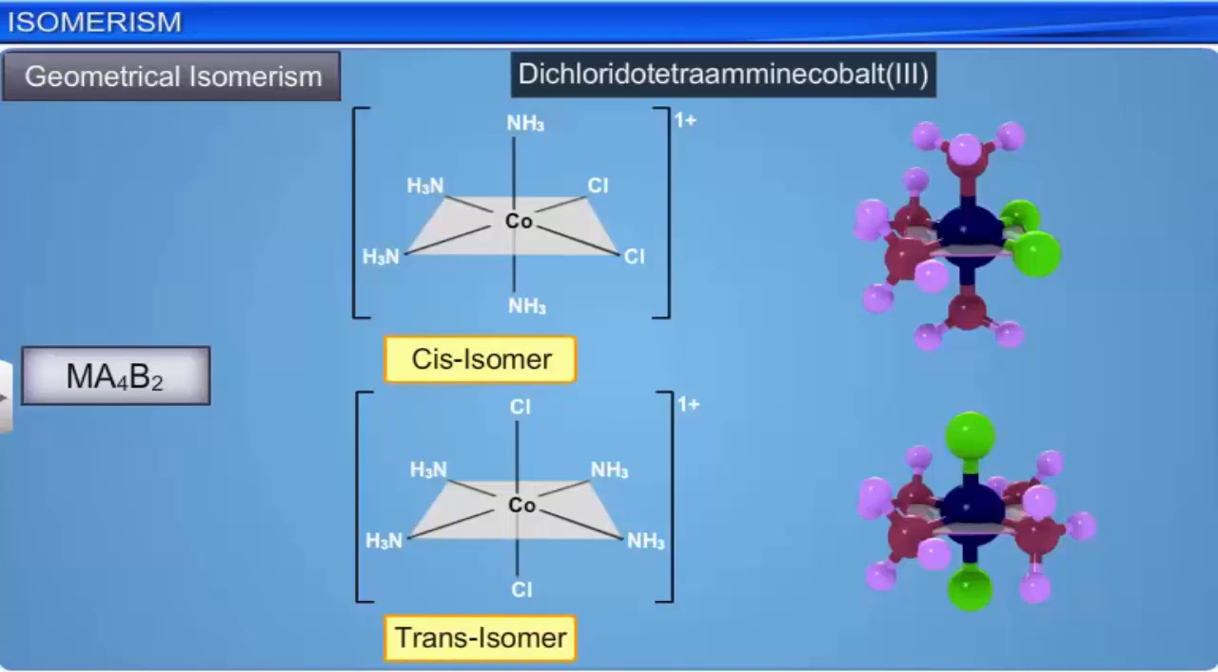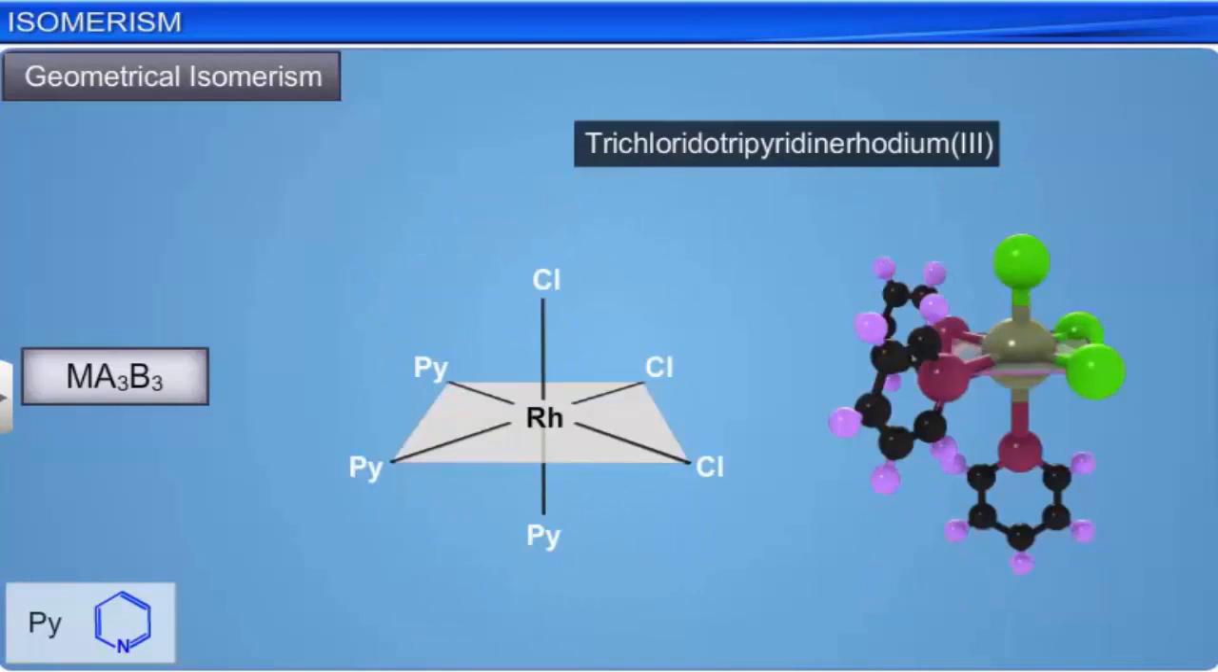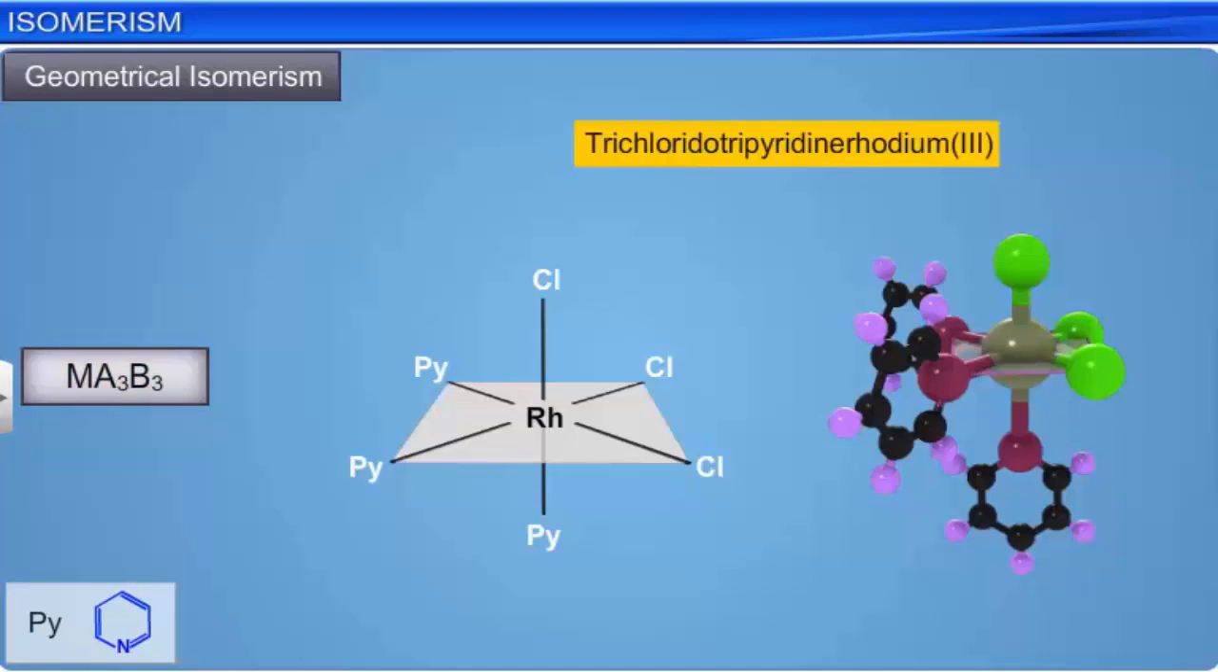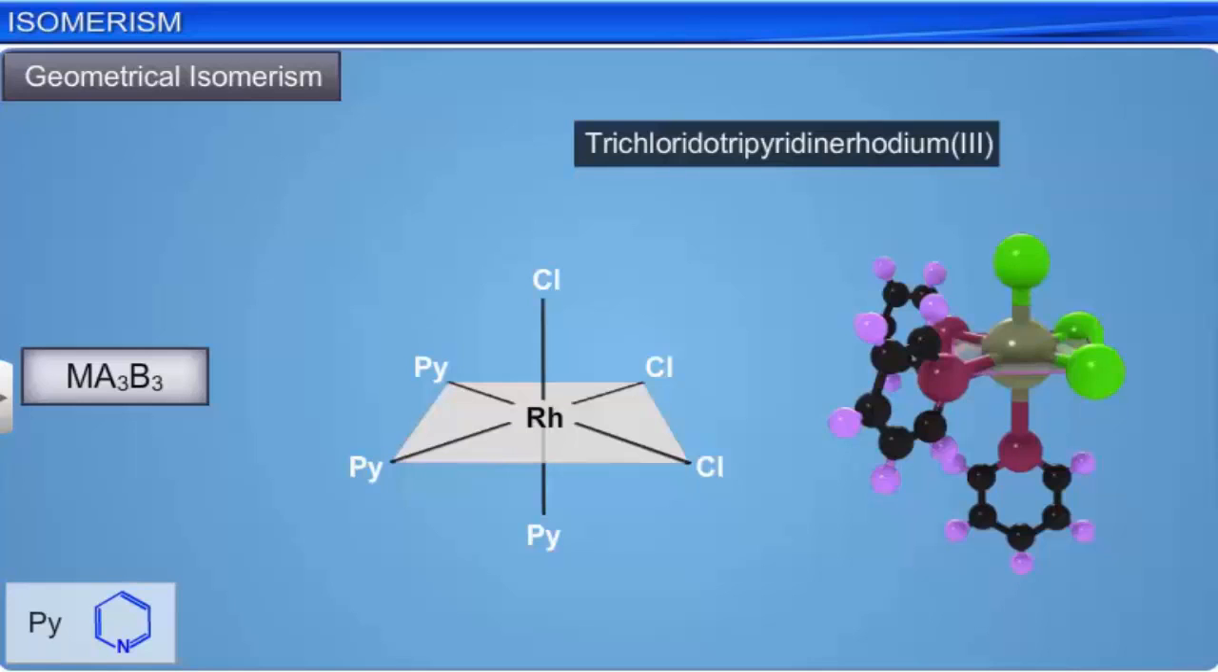In one of the isomers shown, you can see the 3 donor atoms of the same type of ligands occupying adjacent positions at the corners of an octahedral face. Such an isomer is known as a facial isomer. In the other isomer, called a meridional isomer, the positions of the ligands are around the meridian of the octahedron.